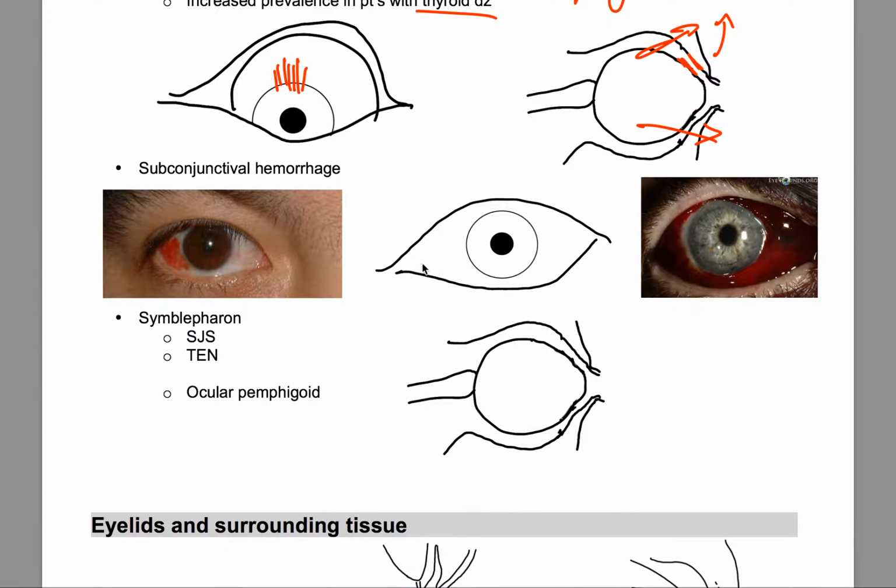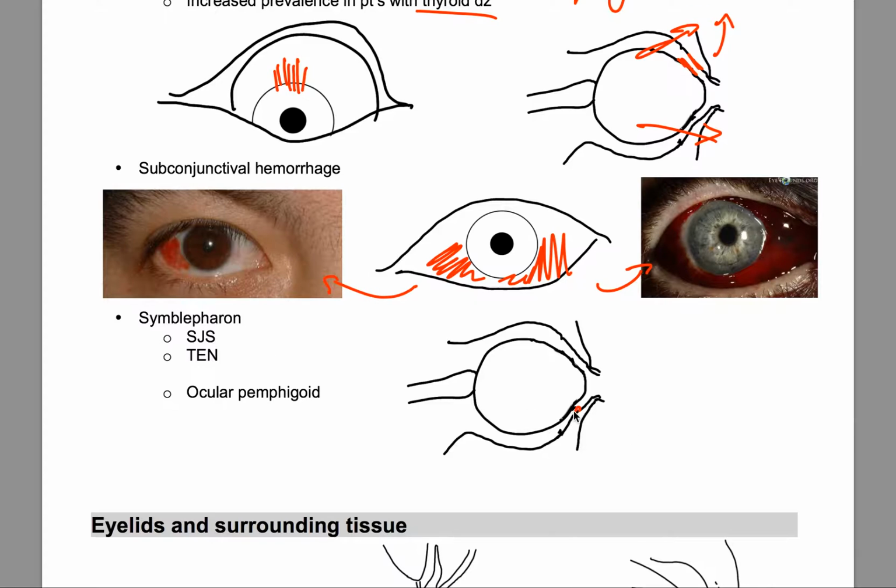Now, subconjunctival hemorrhage is usually associated with trauma or pressure, and this is a minor issue that will resolve on its own, even if it looks very severe, as in this case on the right, or if it looks mild like it does here on the left.